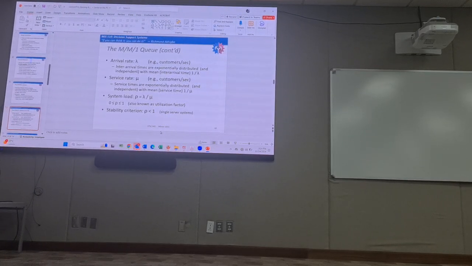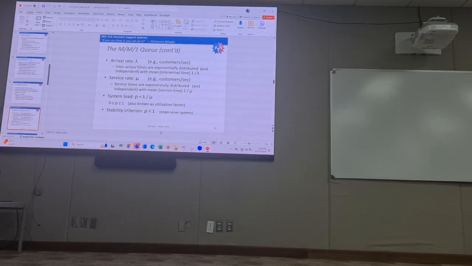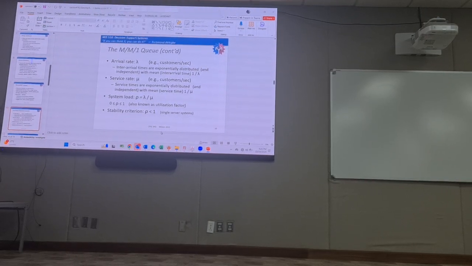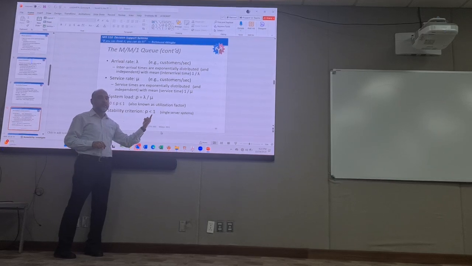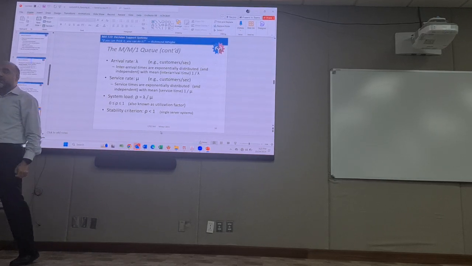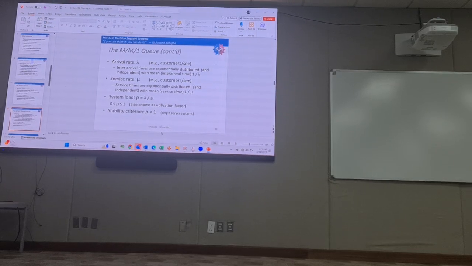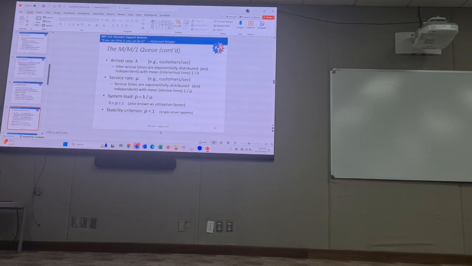and this is called rho. This sign is called rho, and this is also called system utilization. It will tell you in percentage how much time the system is busy. And the stability criterion is, for a system to remain stable, it must be strictly less than 1. Even if it becomes 1 or more than that, your queue does not remain stable.